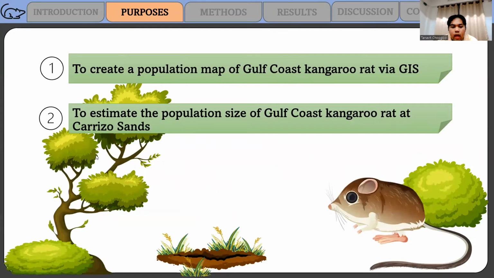Next, this slide shows you the purposes. The purposes of this seminar: the first one is to create a population map of the kangaroo rat via GIS. The second one is to estimate the population size of the kangaroo rat at Crystal Sands.